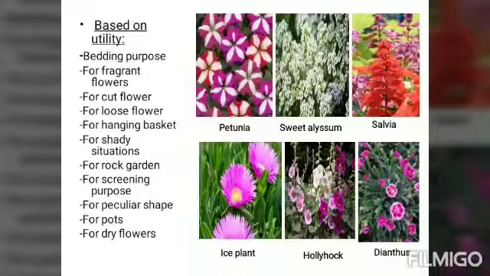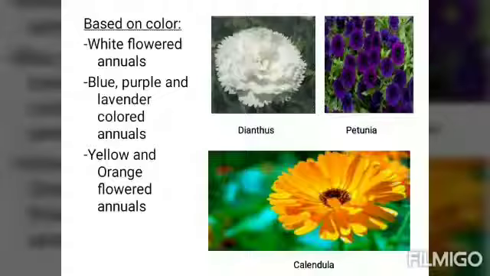And now we'll come to the last 3 points. That is for peculiar shape, that is dianthus. For this purpose, for peculiar shape, the picture you can see here, the last one. And after that, for growing in pots, they are carnation, anthurium, petunia, etc. Petunia also you have seen the picture. And then for dry flower, they are acroclinum, nigella, lady lace. So these are some examples based on the utility.